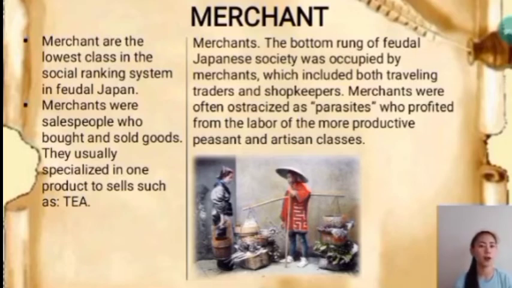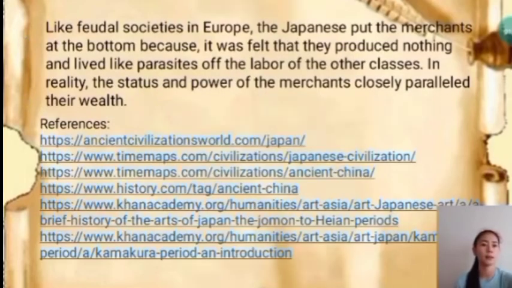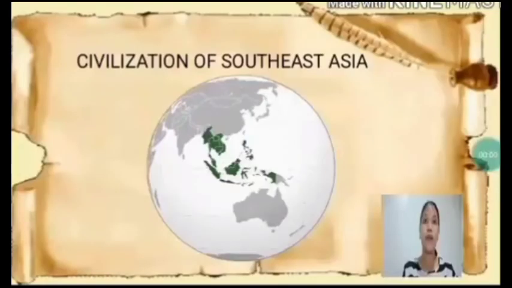Merchants were often ostracized as parasites who profited from the labor of the more productive peasant and artisan classes. Like feudal societies in Europe, the Japanese put the merchants at the bottom because it was felt that they produced nothing and lived like parasites off the labor of the other classes. In reality, the status and power of the merchants closely paralleled their wealth.